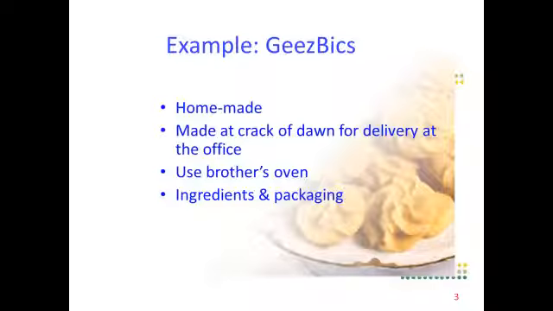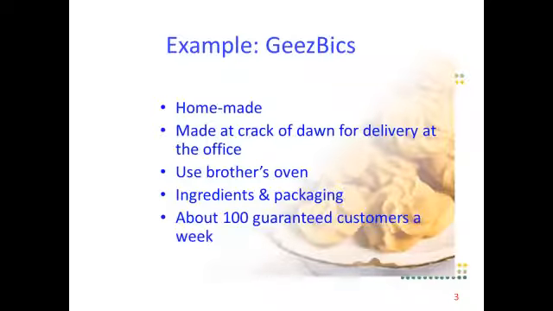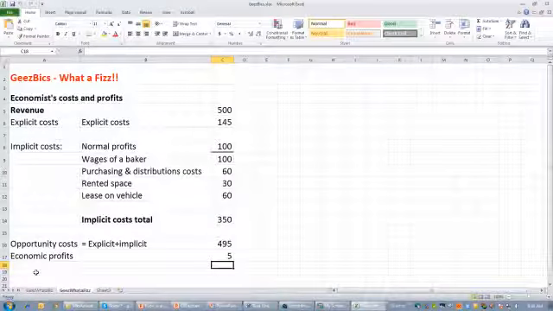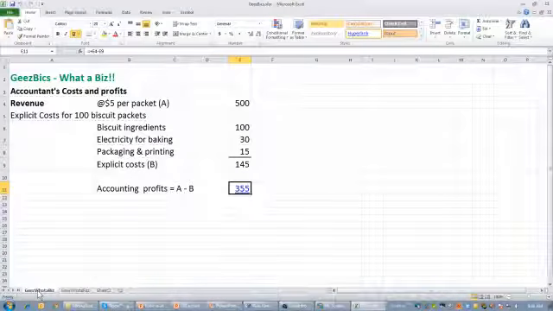Obviously, I purchase the ingredients myself and do the packaging, plastic bag, and I have about 100 guaranteed customers a week. And these biscuits sell, let's say, for $5 a packet. Now let's have a look quickly at the accounting that accountants would do, and then how economists would view the same business. The revenue will be the same for both: $5 times 100 is $500.